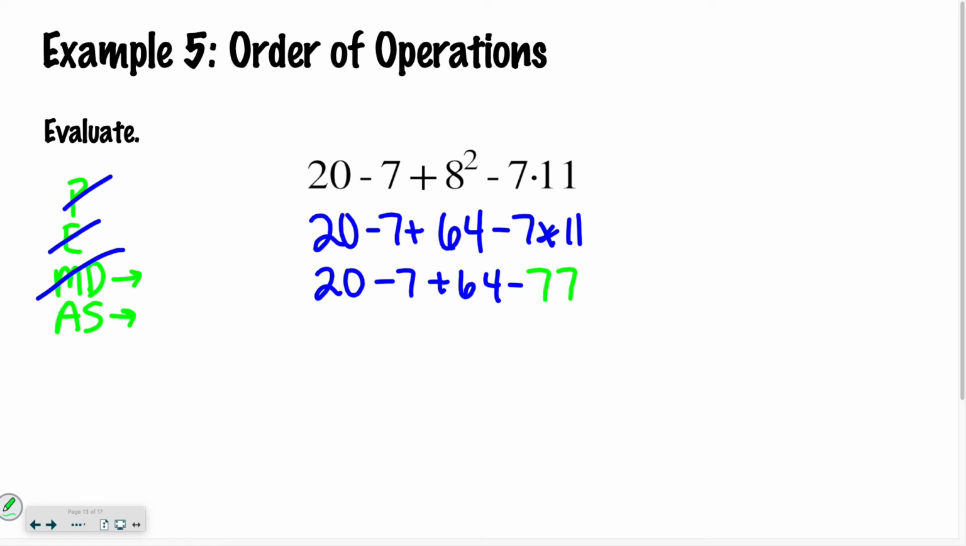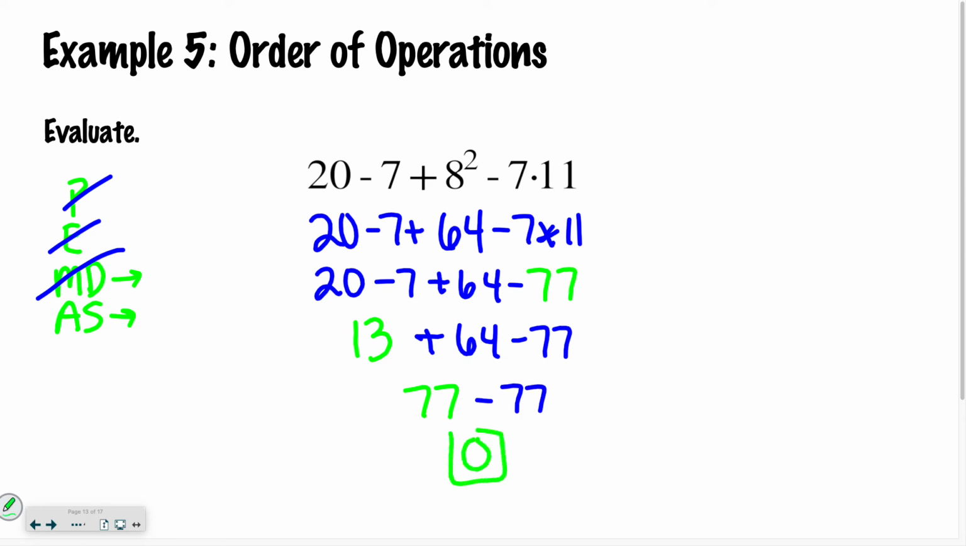So now I add and subtract from left to right. So I say 20 minus 17 is 13 plus 64 minus 77. And then I'd say 13 plus 64 is 77. And then I have minus 77. So my answer is 0.